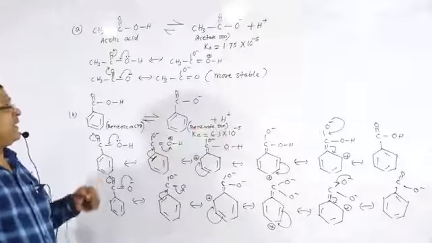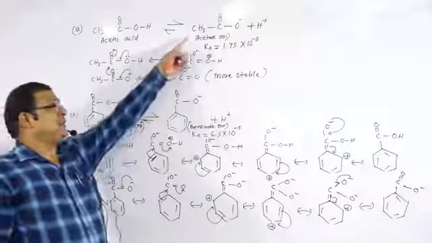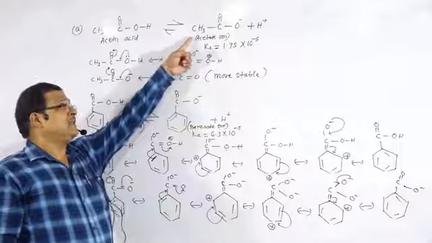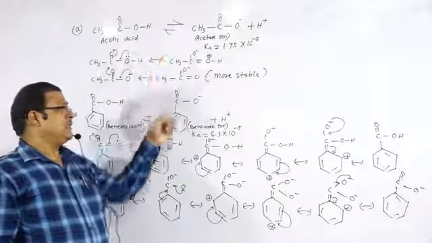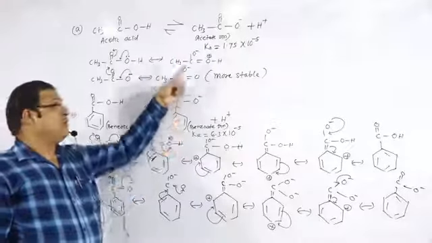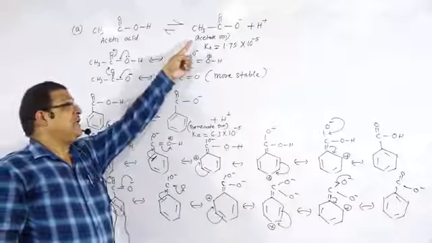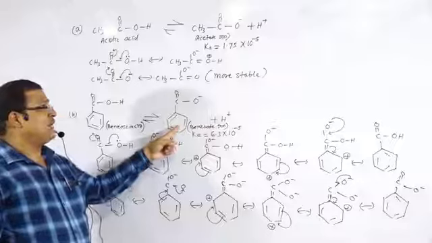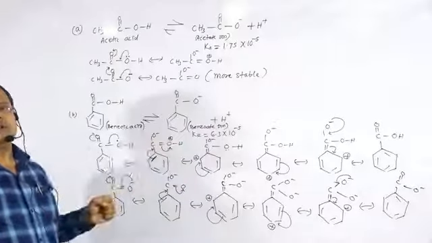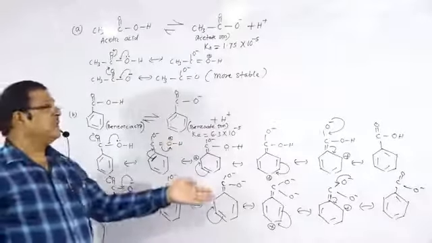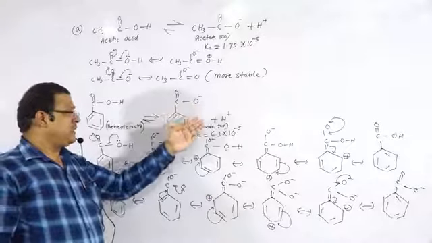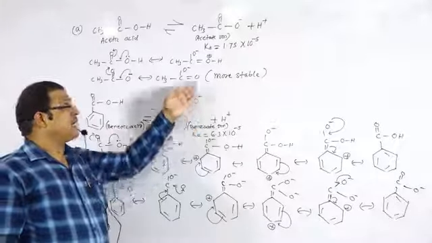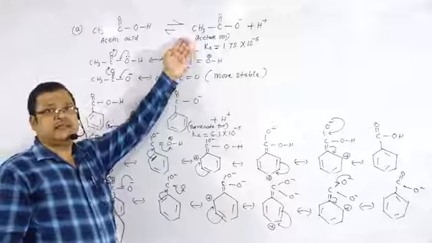And if we compare the acidic behavior of acetic acid, that is CH3COOH, with that of benzoic acid, we have to compare the stability of the acetate ion and benzoate ion, which will give more number of resonating structures, that is benzoate ion, 6. Therefore, benzoic acid is more acidic as compared to acetic acid.